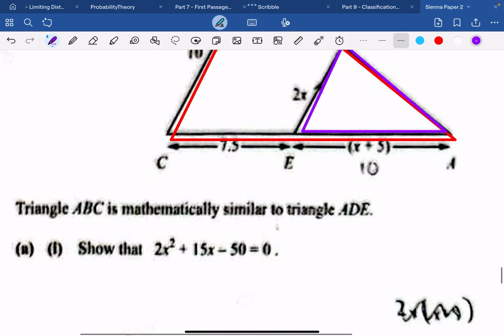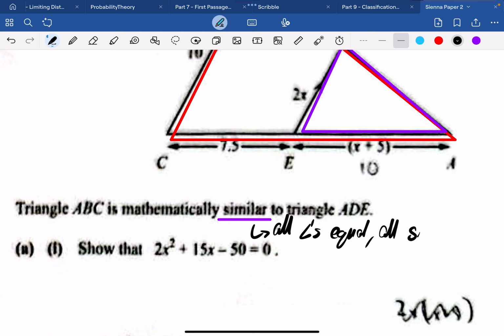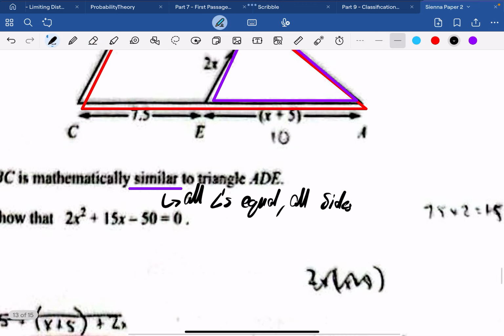So what does mathematically similar mean? All angles are equal. And all sides are in proportion.